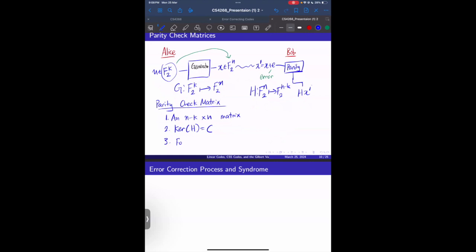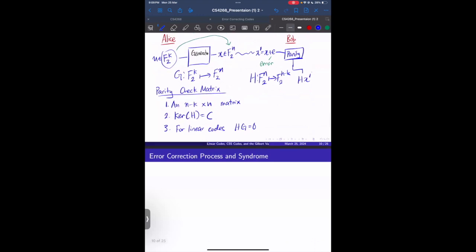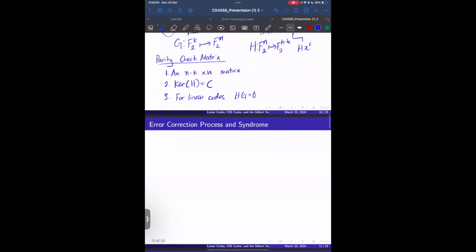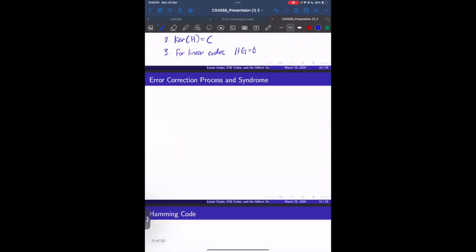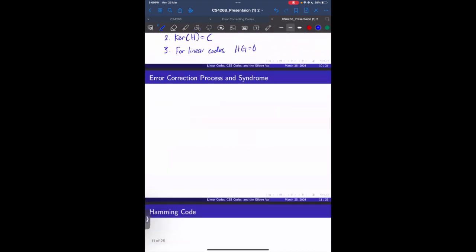Consequently, for any linear code with parity check matrix H and generator matrix G, we have HG equals 0, since the image of G is in the kernel of H. So everything that G spits out will get killed by this H. And this actually helps us when we have this syndrome, because this syndrome will become extremely useful in telling us where did things go wrong.